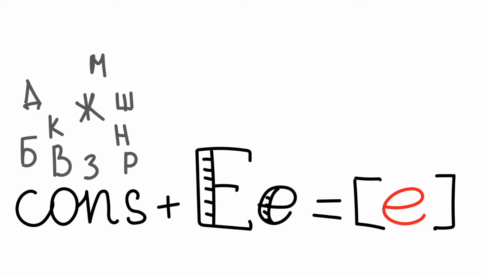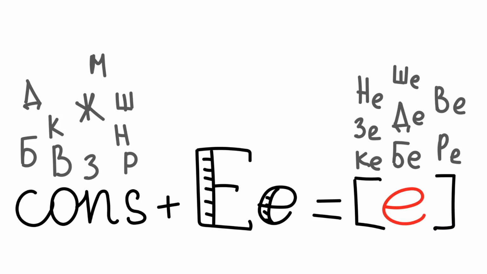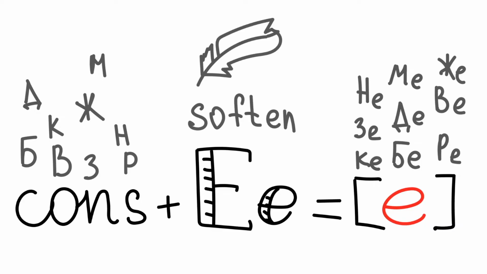Like d, k, b, r, ne, ve, me. And also a Я can soften most of them.